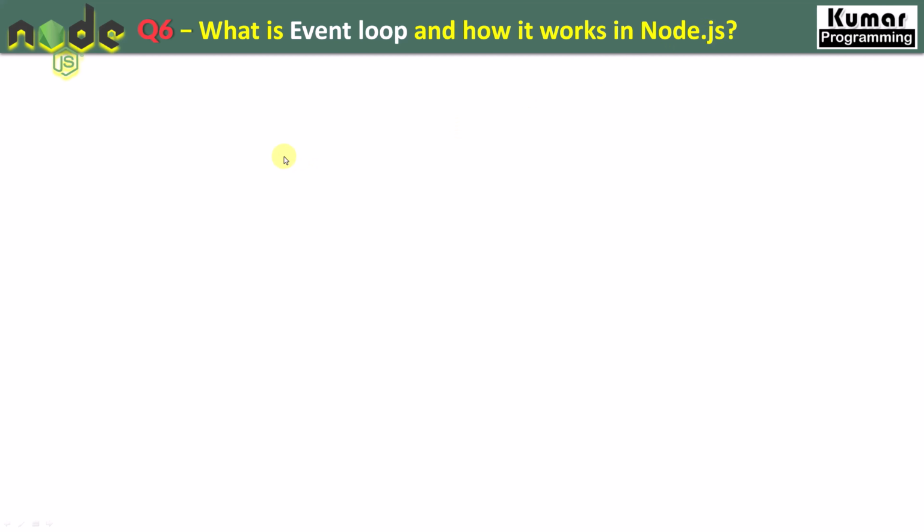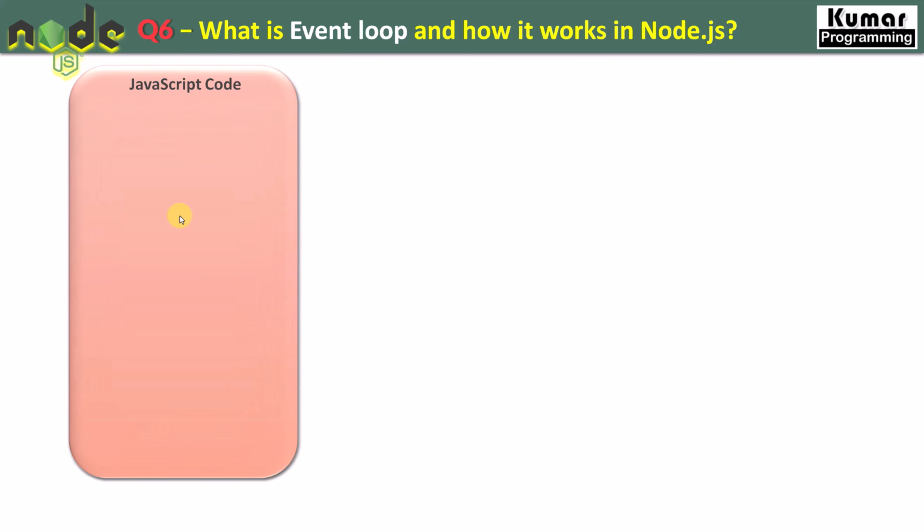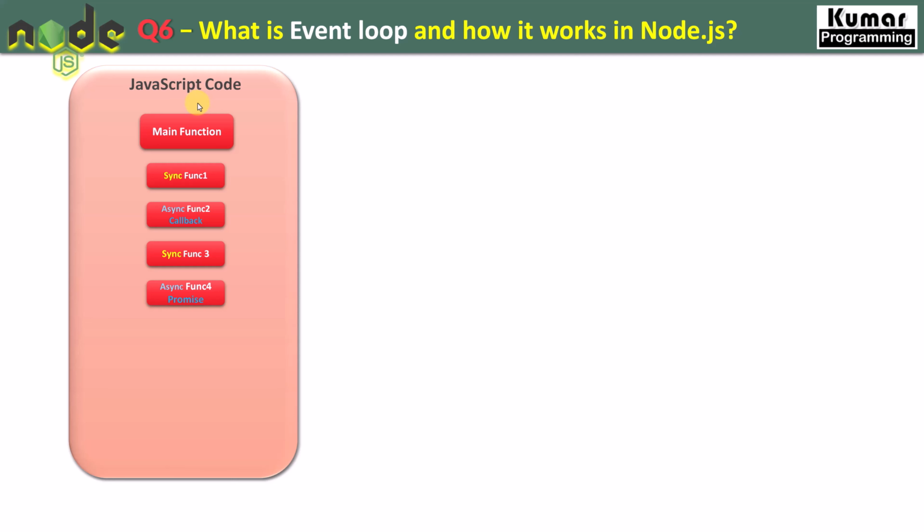Before understanding the event loop, first of all, see what we have in our JavaScript, right? We have our JavaScript code, and in that code we have our main function, where we are going to start our main thread. Inside that application, we have some synchronous functions and asynchronous functions, right? Synchronous functions are going to be executed immediately, but in case we have asynchronous functions like callbacks and promises, how are they going to be handled, right? We will understand all those things step by step.